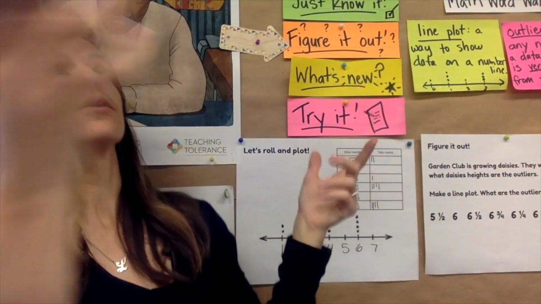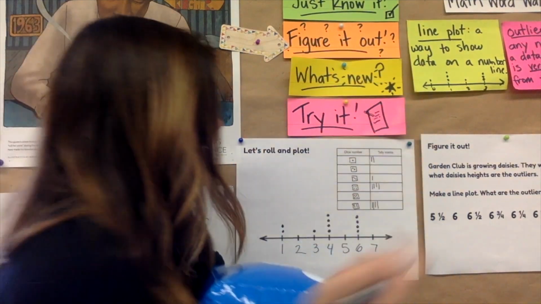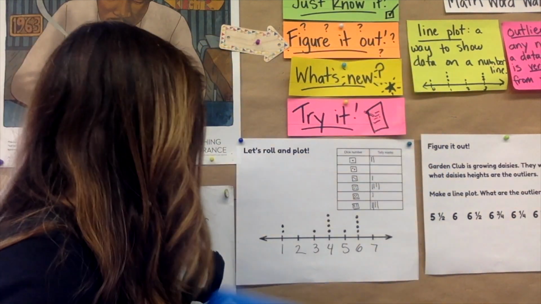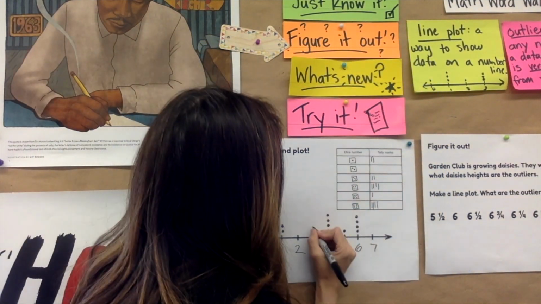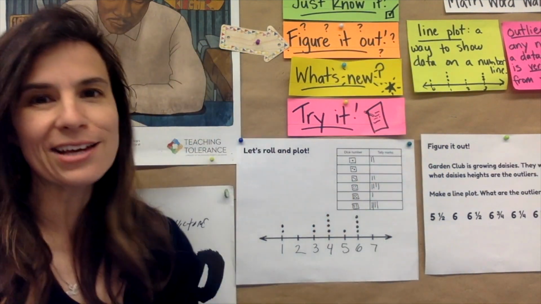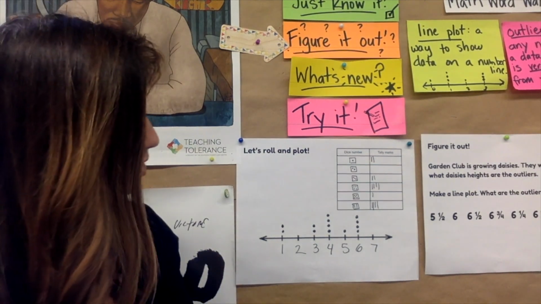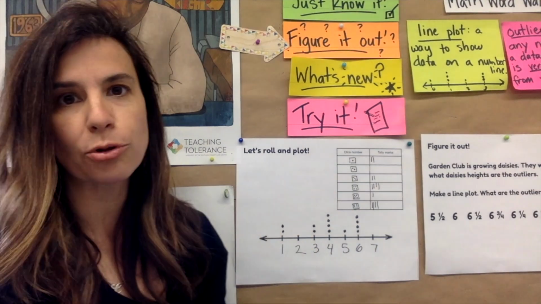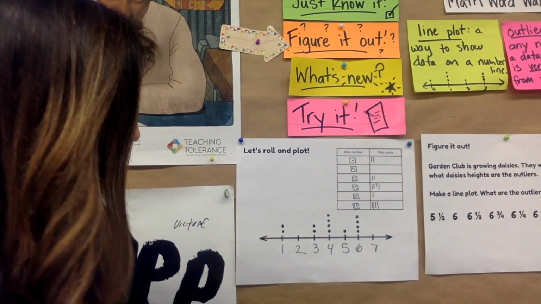Let's do a spin throw. 5. And 3. Let's make that our last one. So take a look at what we made here. You can see we kept track up here with tallies, and if we needed to double check, we could go back and make sure our line plot was accurate.